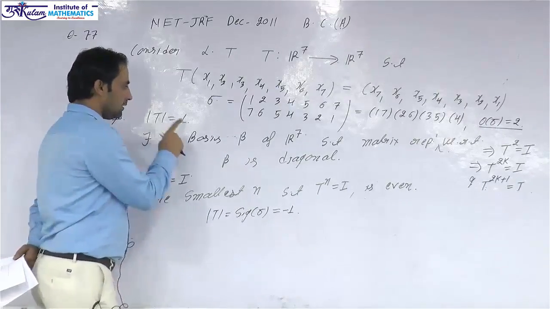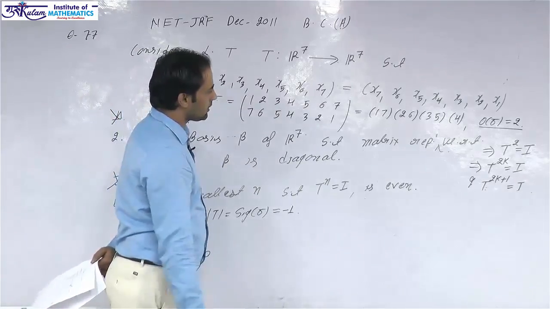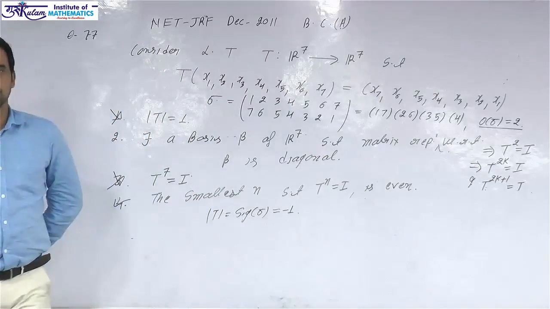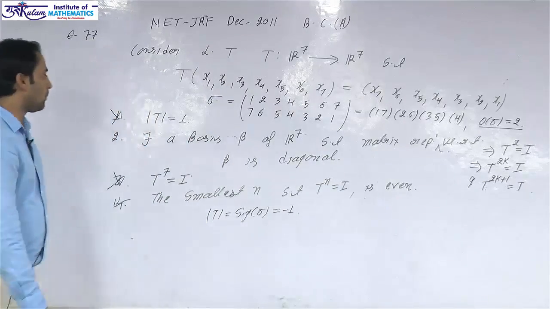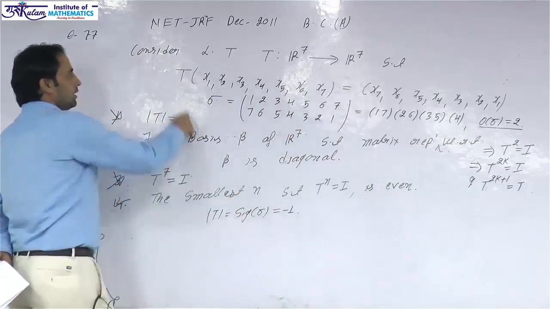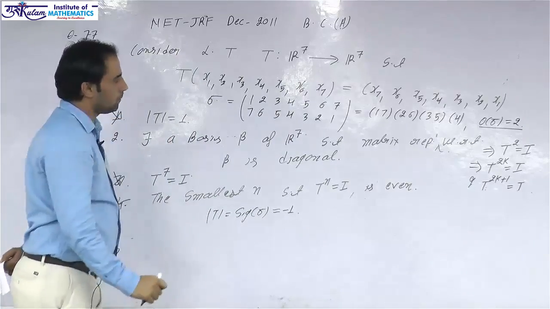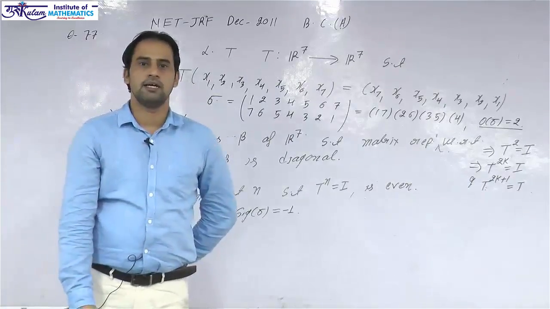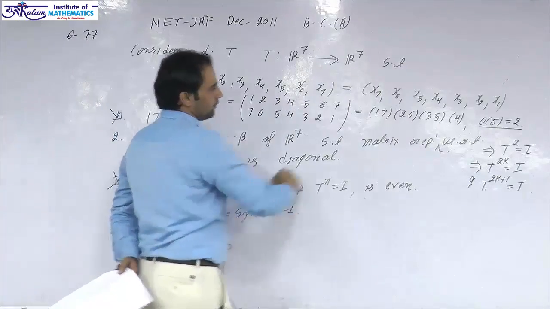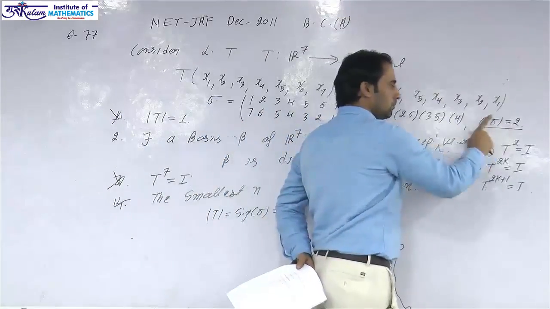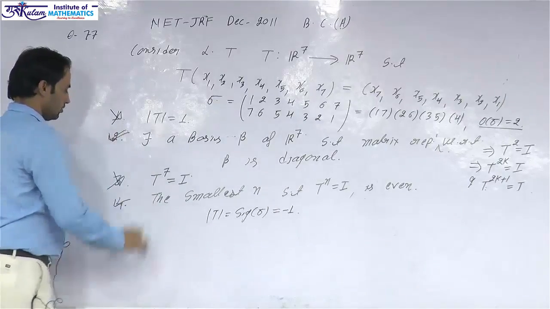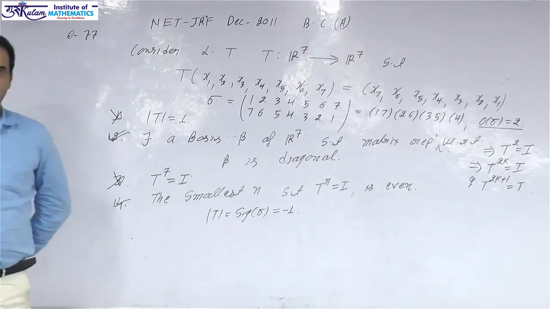Now the second option: there exists a basis of R7 such that the matrix representation of T with respect to the basis is a diagonal matrix. That is, this operator is diagonalizable over the real field, and we know that the permutation operator is diagonalizable over R if and only if this sigma is self inverse. So the order of sigma is 2, sigma is self inverse, which implies the operator is diagonalizable over R. So the second and fourth options are correct.